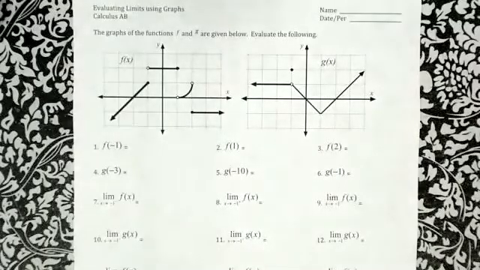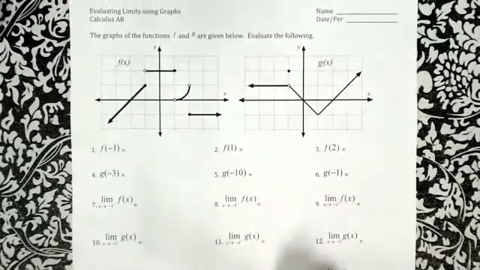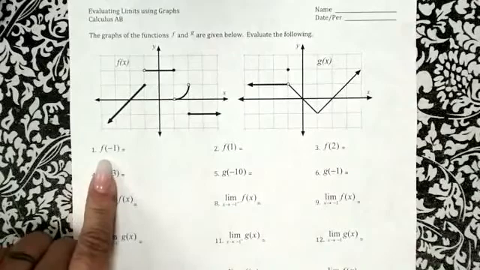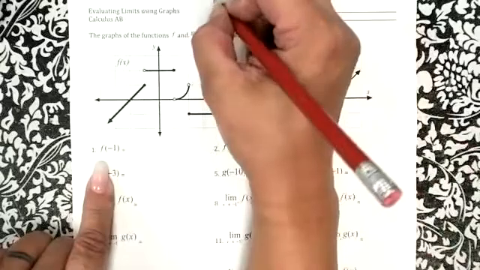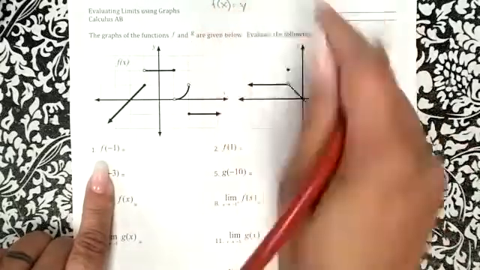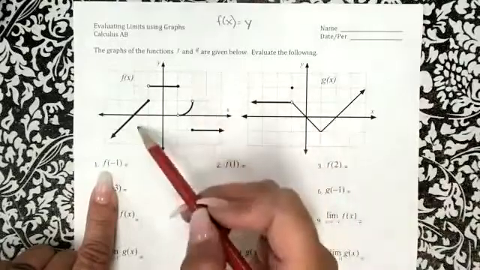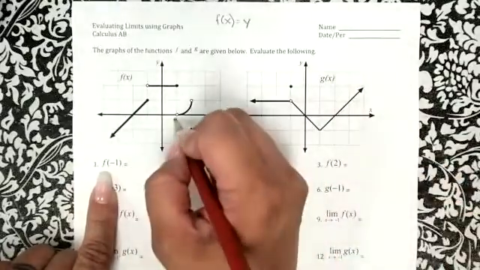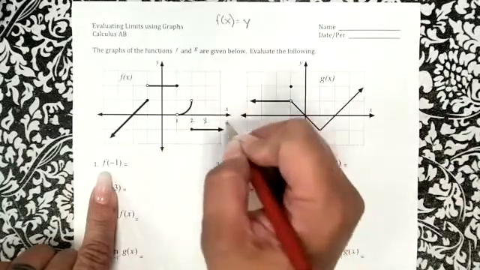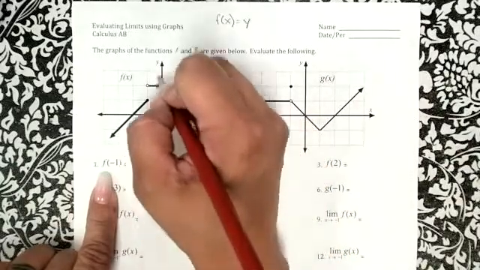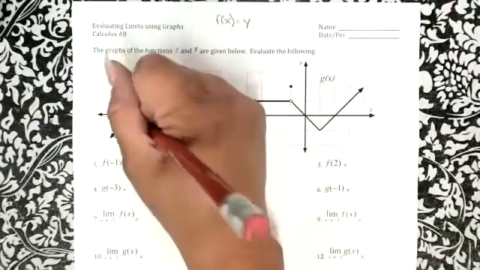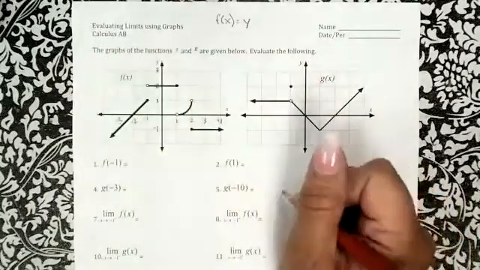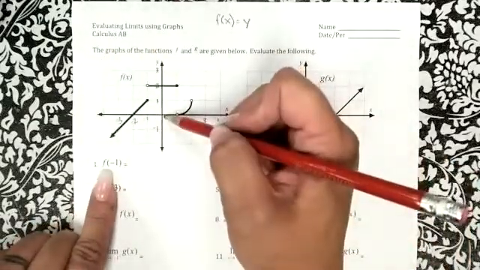All right, we're going to go ahead and find some limits here. Now, on this one, evaluating limits using graphs, this is f of -1. Basically, what I'm asking you here is f of x equals y. So this is the f function, this is the y function. Here is 1, 2, 3, 4, 1, 2, 3, -1. This is a -1, -2, -3. So I'm asking you, what is the y value when x is -1?